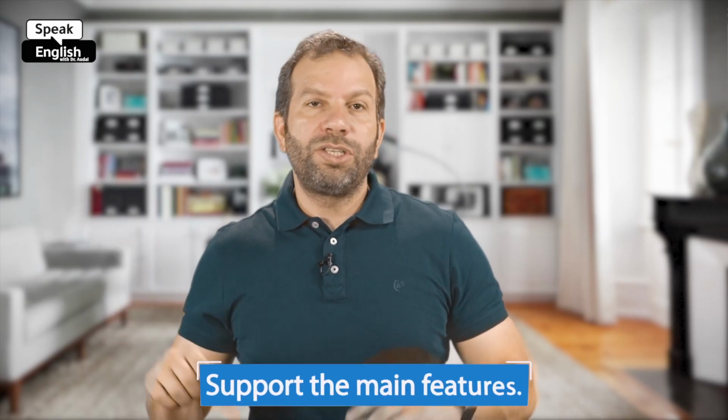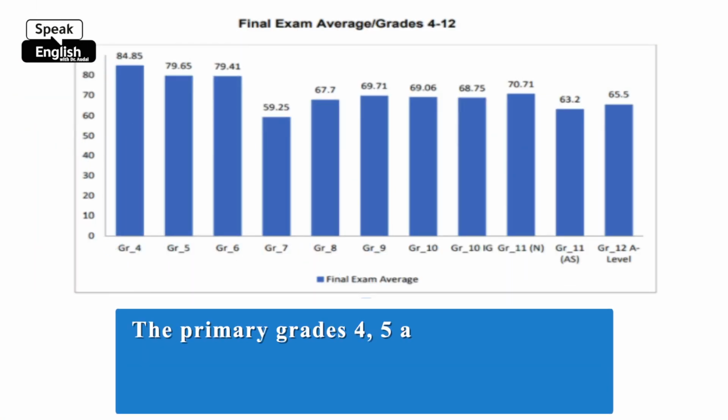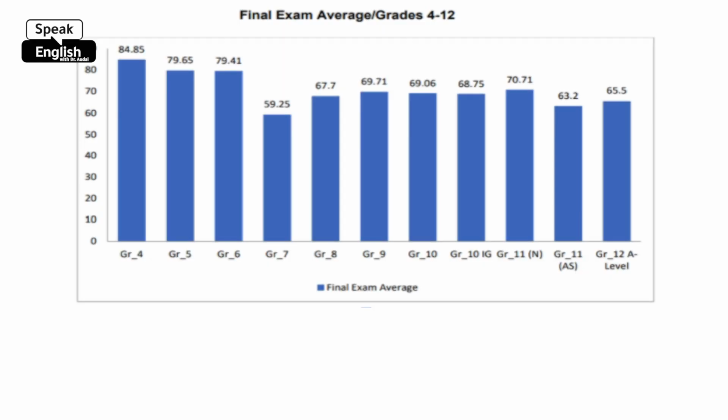Step number 3 is to support the main features. The primary grades 4, 5, and 6 are higher than those in the upper grades, ranging between 79% and 85%. Now let's see how you can write a report for this column chart here.